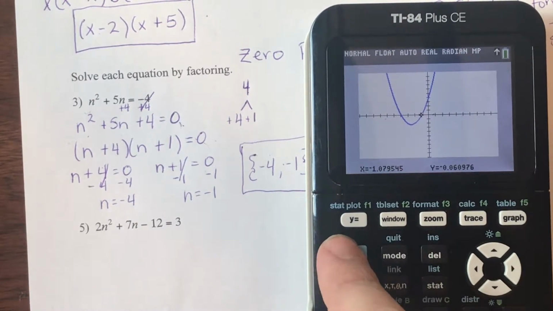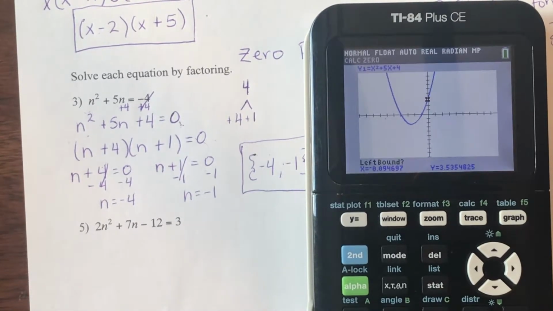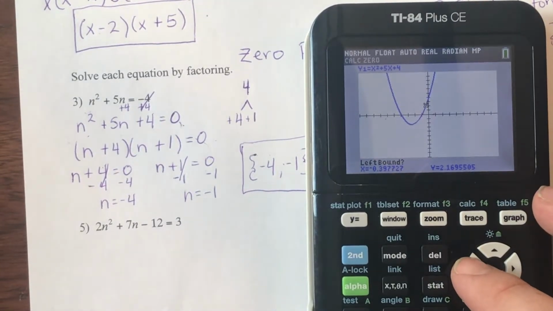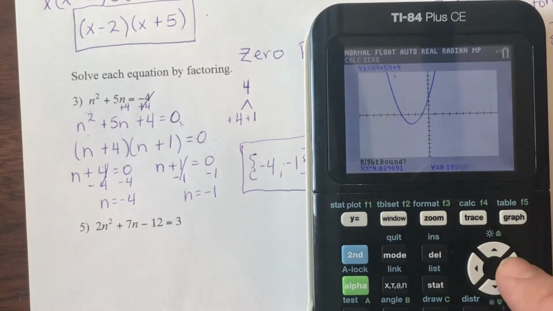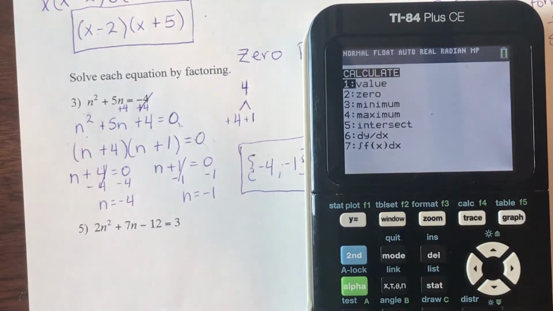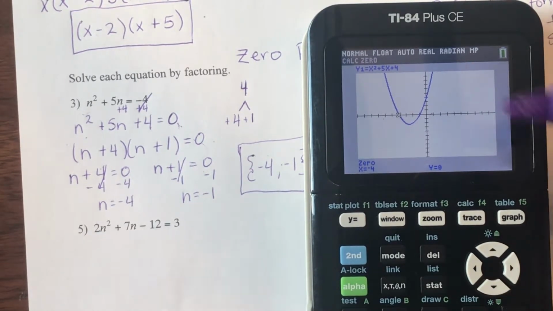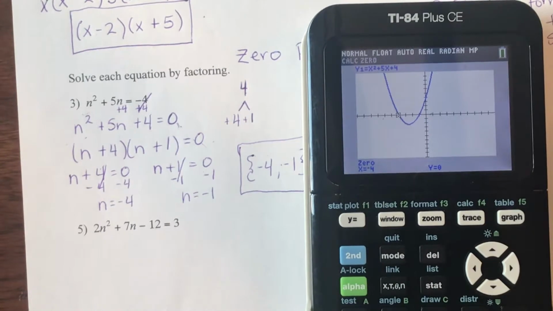Another way you could do that is to hit second trace, which is second calc, and it says number 2 is zero, so you can just hit enter, and it's going to ask what x are you talking about? Well, I'm talking about this x right here. What is that x-intercept? We'll go left bound, go right bound. Oops, sorry, got to redo it. Zero, go left bound of the zero you want, and go right bound and hit enter, and you're going to get negative 4. The same thing will work for negative 1. So essentially what we're doing is finding the zeros, and we're finding the x-intercepts, essentially. Okay?